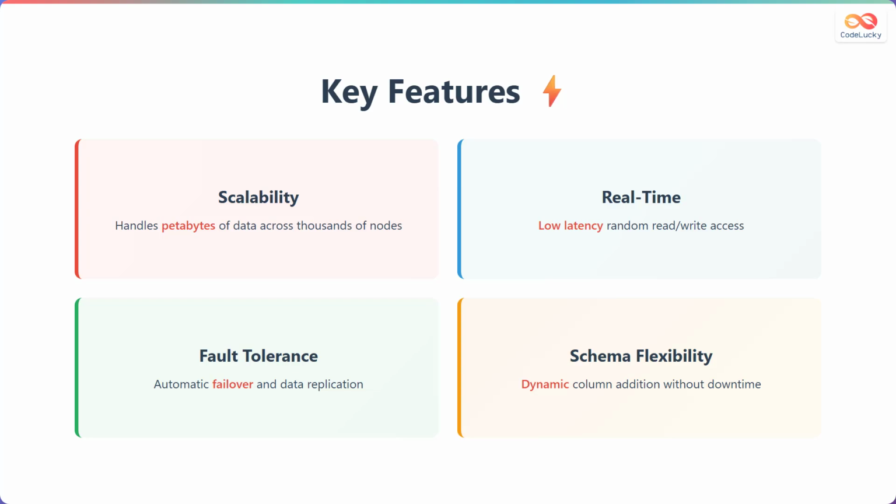HBase comes with several key features. First, scalability. HBase handles petabytes of data across thousands of nodes. Second, real-time access. HBase provides low-latency random read and write access. Third, fault tolerance. It has automatic failover and data replication. And finally, schema flexibility. We can dynamically add columns without any downtime.